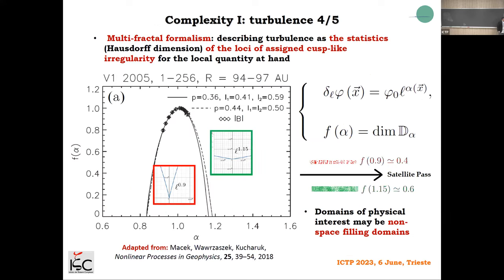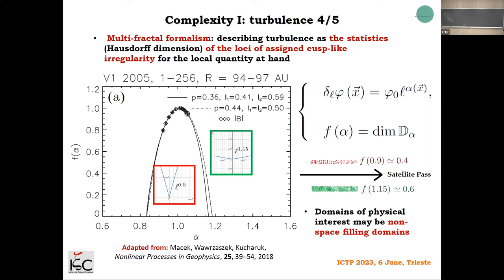In turbulence, this has already been told by Giuseppe, so I will be very fast on this. Multifractals and fractals appear. Basically, what we discovered is that domains of physical interest may be not space filling, that is, not having an integer dimension like 3 or 2, but rather domains which are self-similar and have a real, that is non-integer, Hausdorff dimension.